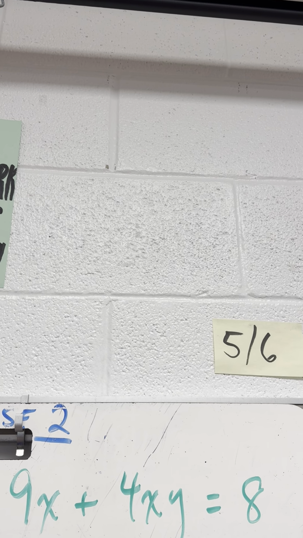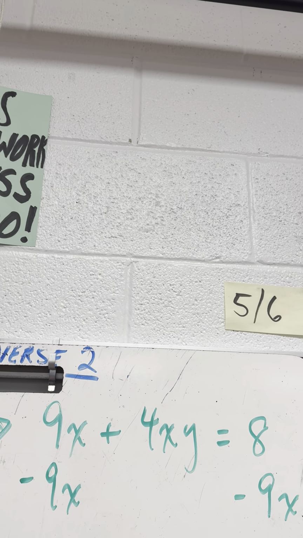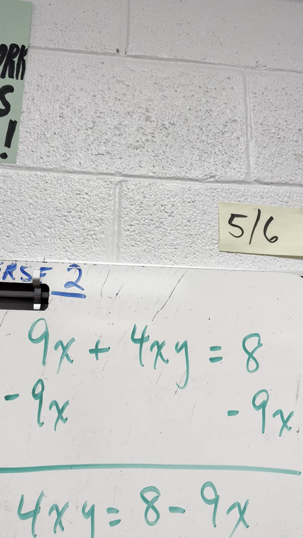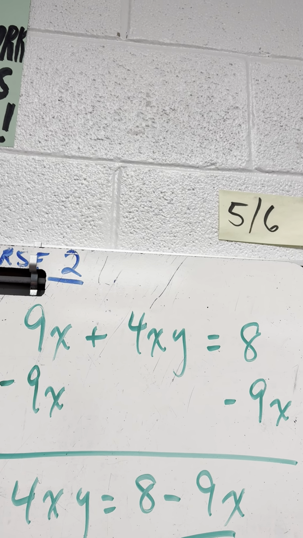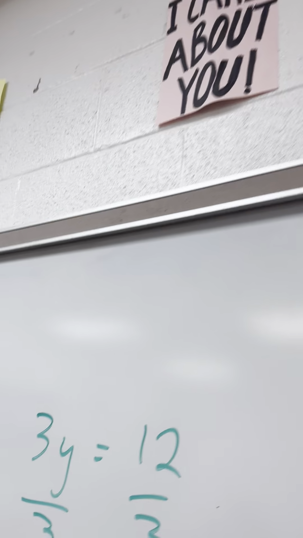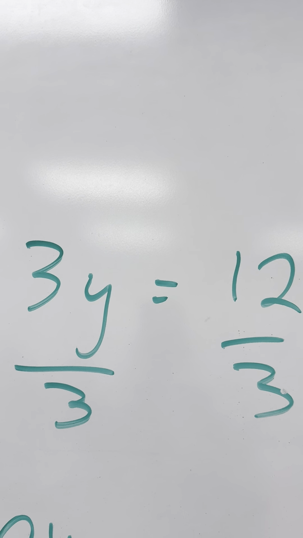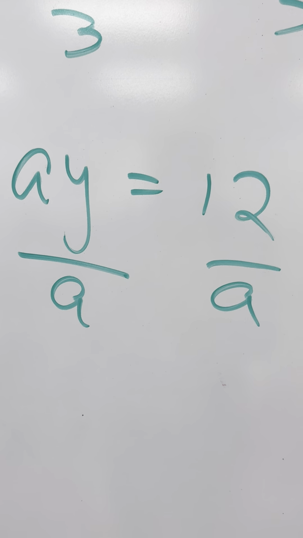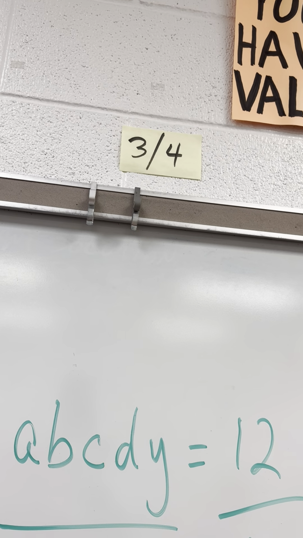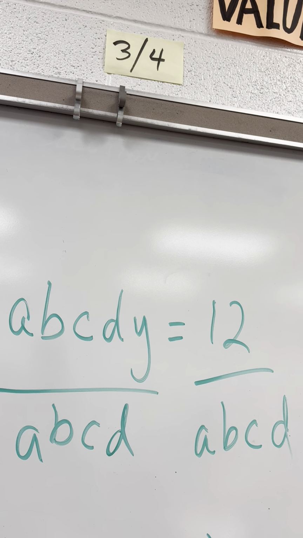I'm solving for y, so I'm going to subtract 9x. And I've got 4xy equals 8 minus 9x. All right, now, before I go any further, I'm going to say to you, if I had 3y equals 12, I would divide by 3. If I had ay equals 12, I would divide by a. If I had abcdy equals 12, I would divide by abcd, right?